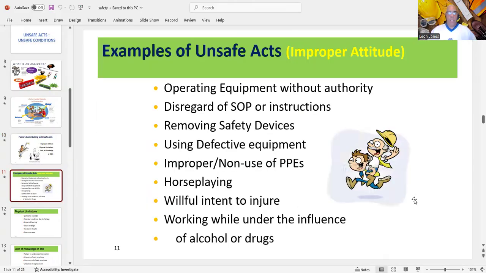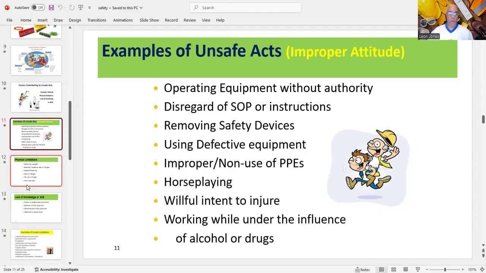Now, examples of unsafe acts: when we deal with improper attitude, operating equipment without authority, disregard of SOP or instructions. Now, what is an SOP? SOP is a standard operating procedure. We also remove safety devices, use defective equipment, improper non-use of PPEs, horseplaying, willful intent to injure, working while under the influence of alcohol or drugs.